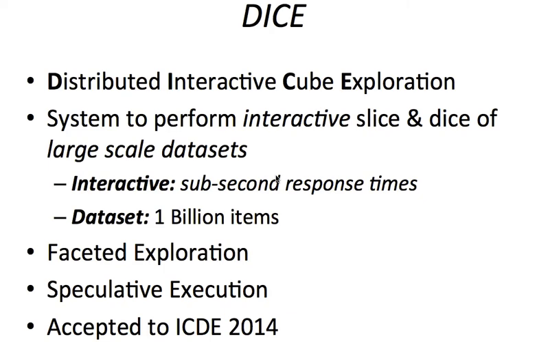DICE is a distributed, interactive cube exploration system. It helps perform interactive slicing and dicing of large-scale datasets. It achieves sub-second latencies on datasets up to 1 billion tuples. It executes queries on a sample of the data at the user-specified sampling rate and returns the result along with the accuracy rates.